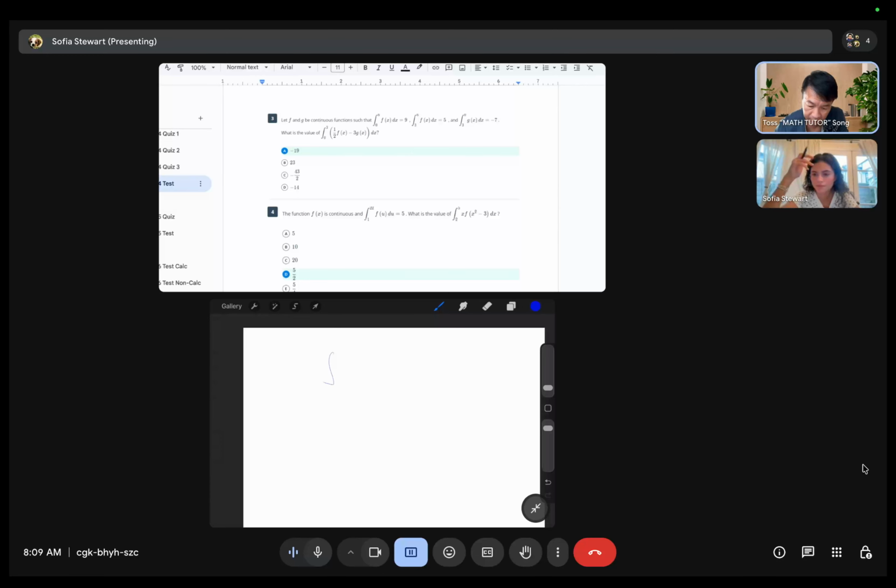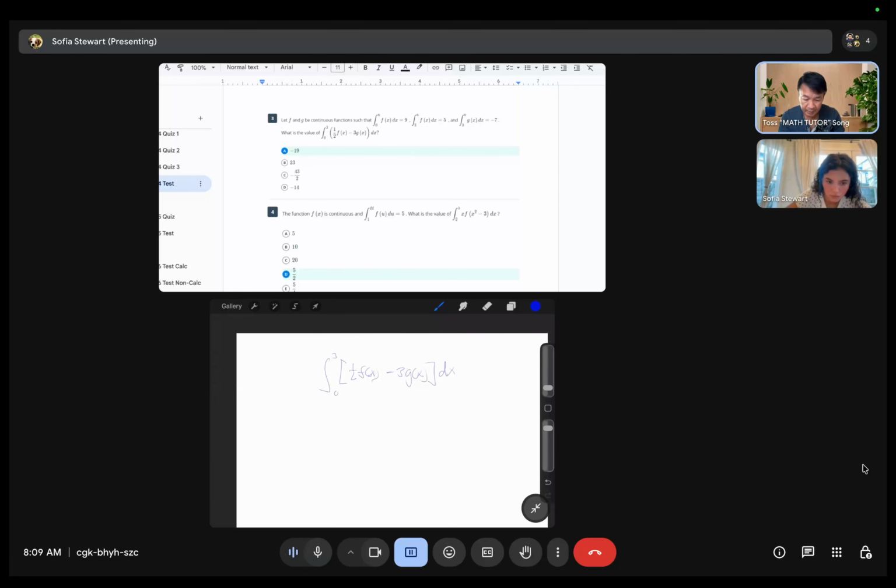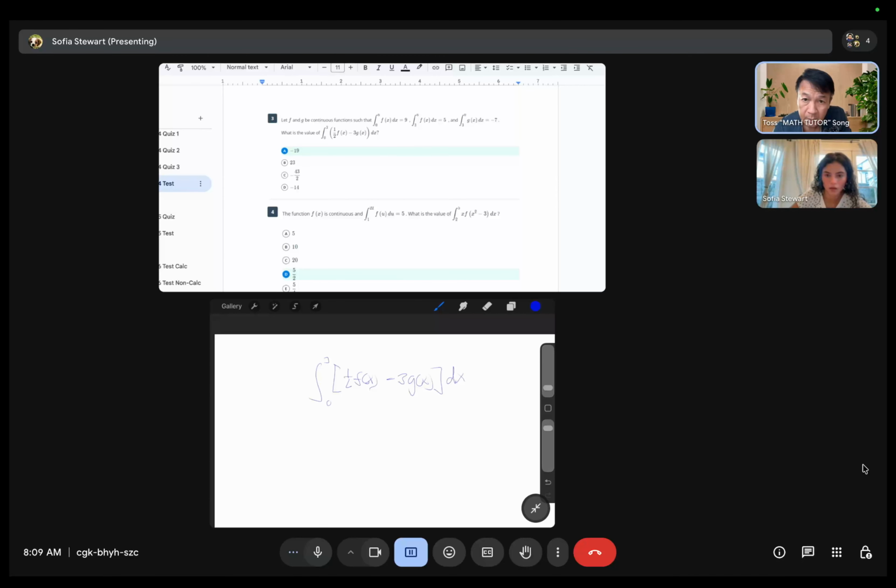Let me write the problem here from 3 to 0. I don't like the parenthesis, I'll bracket that. G, 3G of x dx. Let's say symbolically, I think this is where you don't like it too much. They're breaking everything up here.